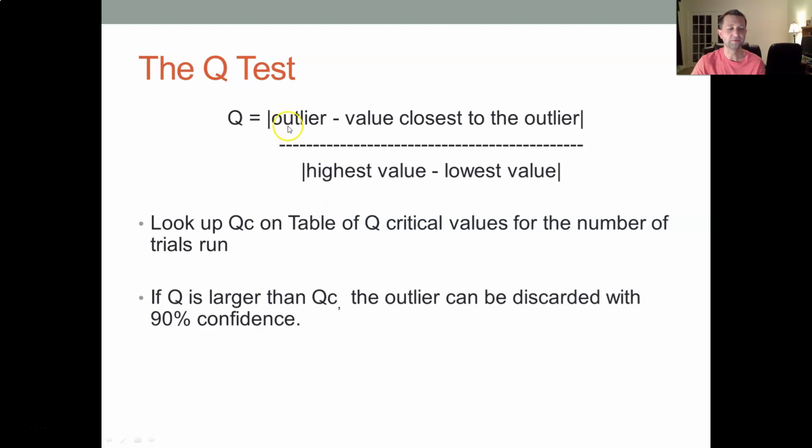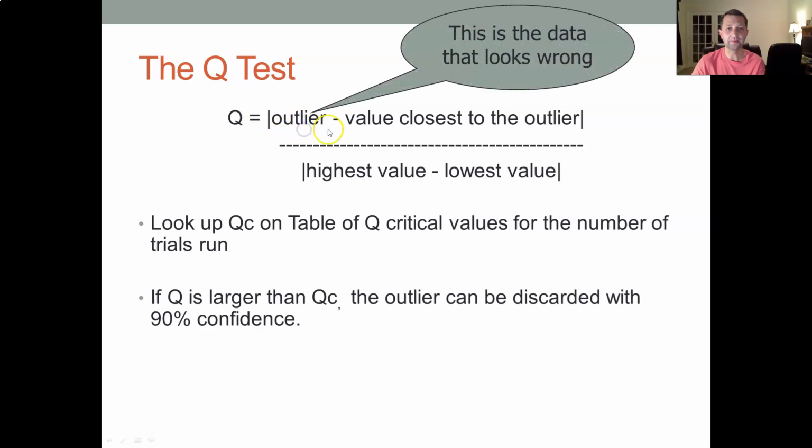So here's your formula for it. You want to find the Q value. The Q value is your outlier, the data point that looks wrong, minus the value closest to it. So you look at your big data set, find the one that looks wrong, find the number closest to it, absolute value. Subtract the 2. Divide it by the range, which is your highest value minus your lowest value. That's going to give you a Q value. And this is the quick and easy method here.